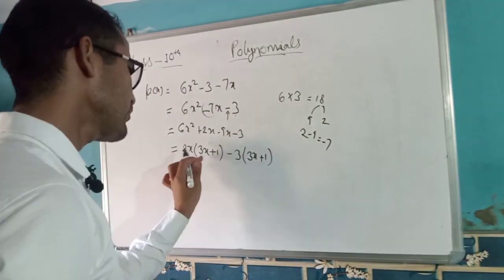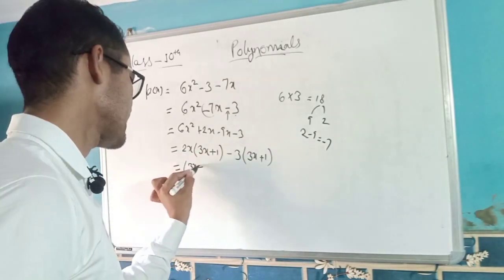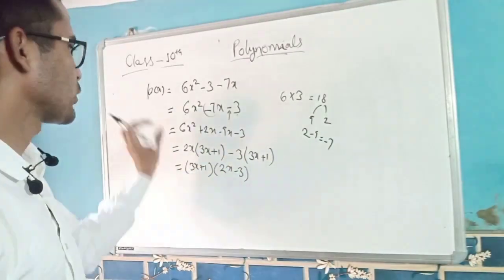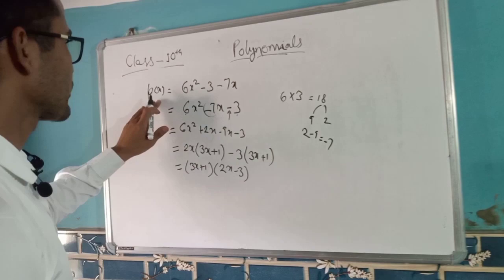Now these are two terms, so we can take 3x plus 1 out and we get the other factor, 2x minus 3. Now we have two factors of this polynomial. We have factorized this. Now let's say we have to find the zeros of this polynomial.